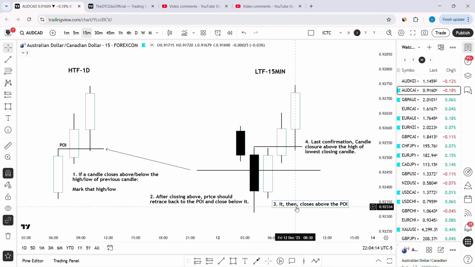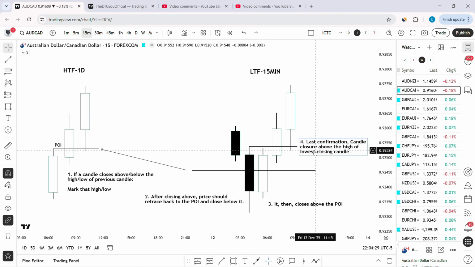Now let's move to the third condition. Third condition is that price should change its direction and close above this point of interest. The last confirmation is that price also closes above the lowest closing candle of this retracement on 15 minute.